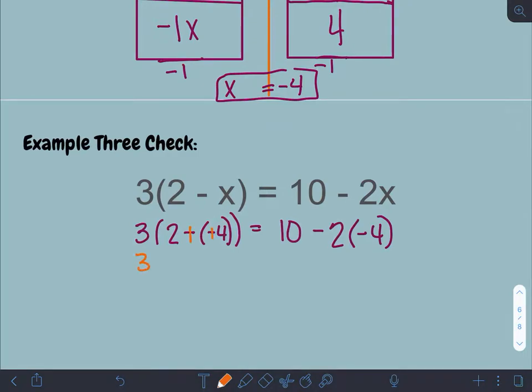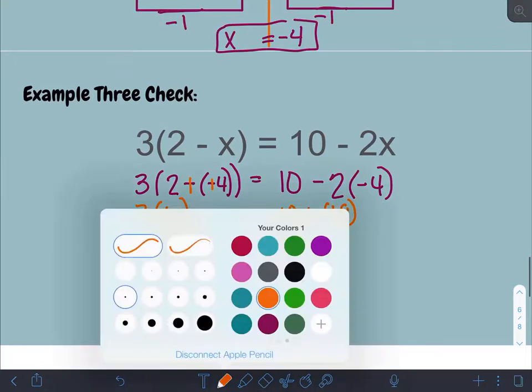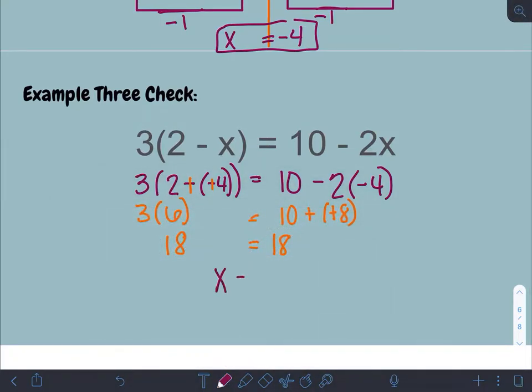So I'm going to have 3 times 2 plus 4 is 6, which gives me 18. And then I have 10 minus 2 times a negative 4 is a negative 8. And I add the opposite. So I'm going to have 10 plus 8, which is 18. So I get that 18 equals 18. I know my solution is correct. So I know that x equals a negative 4.